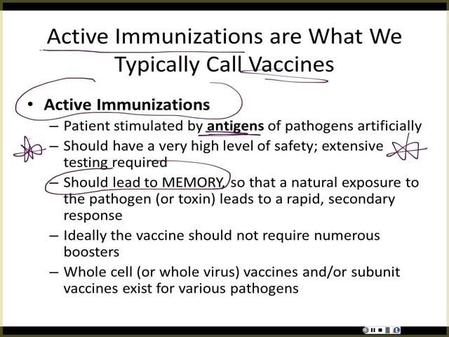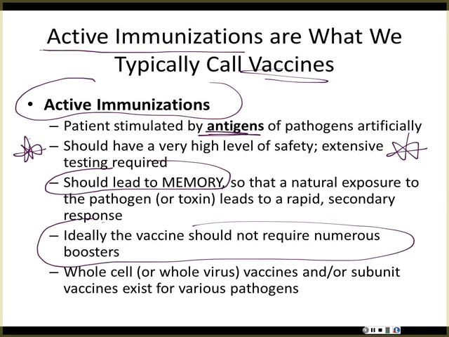Okay, so your vaccines need to be safe. Some ideal characteristics of vaccines: ideally, a vaccine should not require a lot of booster shots where you have to go back over and over again. Unfortunately, that's not always the case. It's the nature of the vaccine.